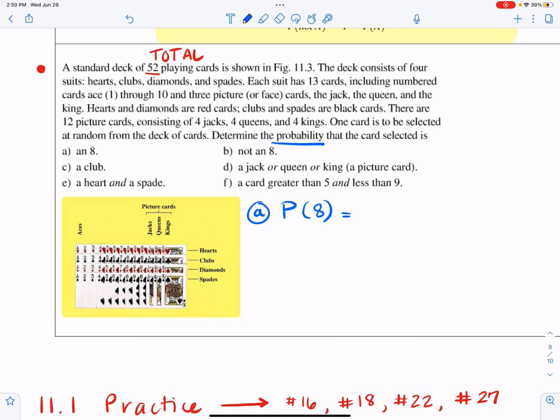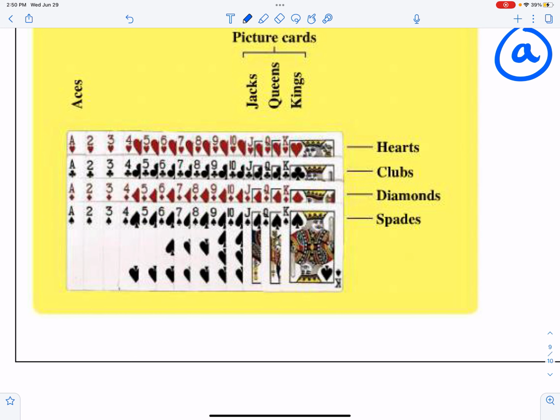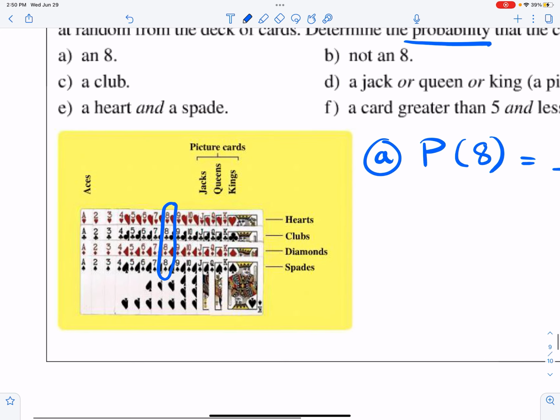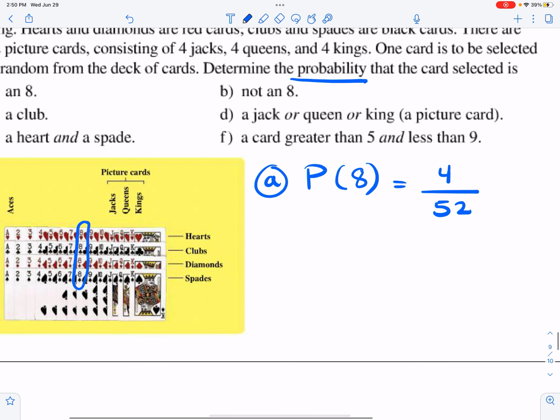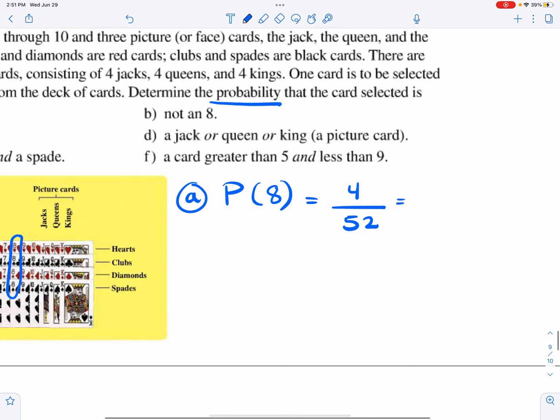All right, so again, all you're going to do is use the same concept here, right? The total always goes on the bottom. 52 total cards. You see them in your picture. And then if you look at the possible 8s, there's an 8 in every one of the 4 suits. So the event contains 4 outcomes, and you're dividing by a total of 52. All right, and if I simplify this, these are both divisible by 4. This would simplify to 1/13.